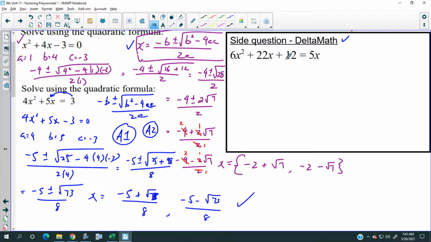Okay, now for this one, I won't go that much into it then, right? You notice how something is out of place here, right? This 5x shouldn't be there. So I gotta move it. But when I move it, I don't move it here. No, you move it with the x, right? So like that. So I'm gonna subtract 5x from both sides. So this is 6x squared plus 17x plus 12 equals 0. And then you go from there, okay?